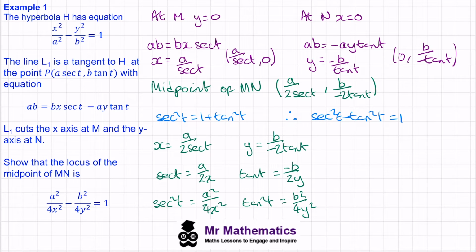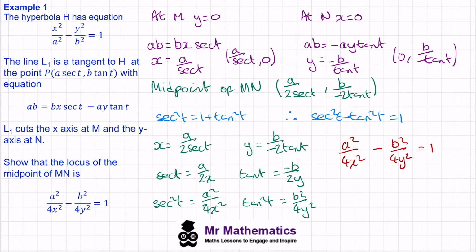Now all we need to do is substitute this expression for sec squared t and this expression for tan squared t into here. So we get a squared over 4x squared minus b squared over 4y squared, and that will equal 1. So this is the equation of our locus.